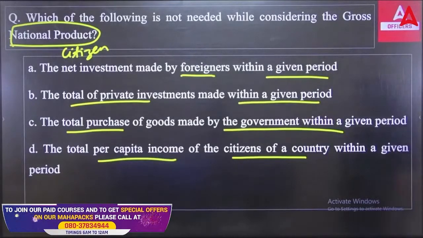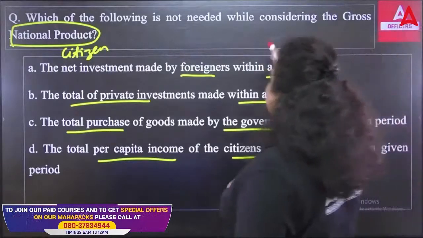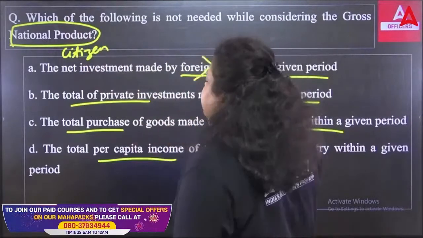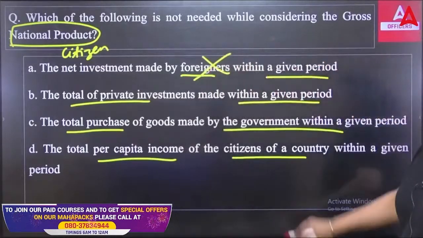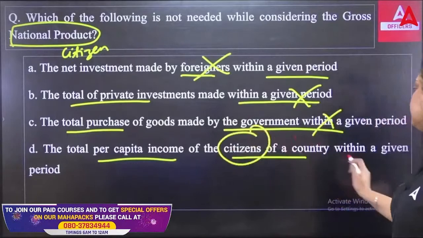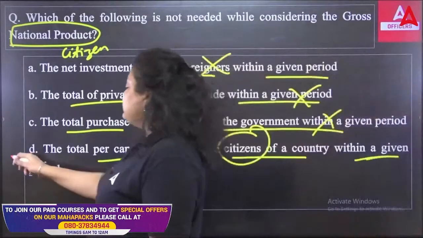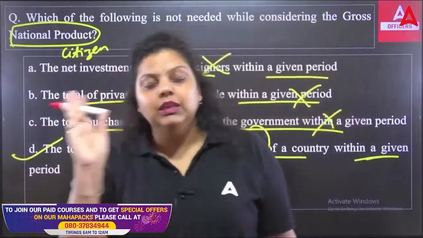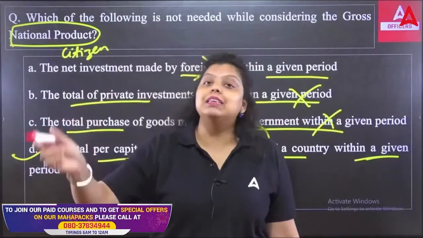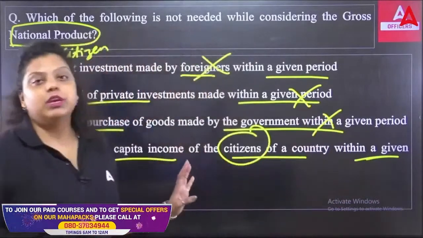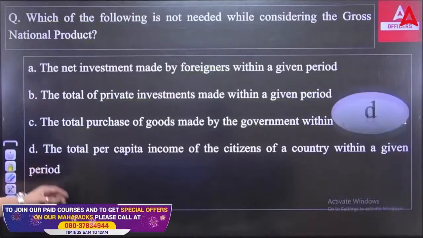So the net investment made by foreigners within a year? No. You are calculating a national product, not only foreigners. You want Indians. Foreigners won't work. Second, the total of private investment made within a year? No. The total purchase of goods made by the government within a year? Obviously not. The total per capita income of the citizen of a country within a given area? This is right. Because GNP means the money value of all final goods and services produced by the citizen of a country within or outside the geographical boundary of a country, that is known as GNP. So the right answer will be option D.